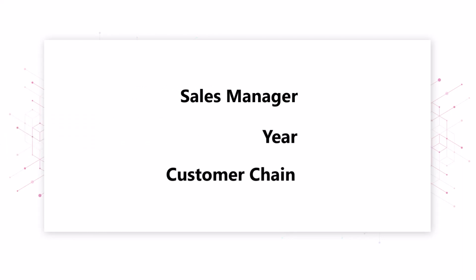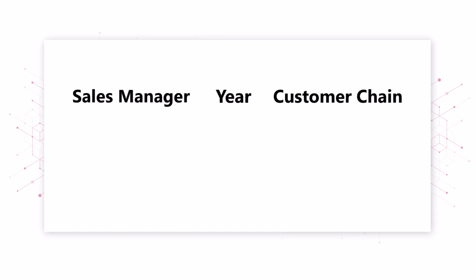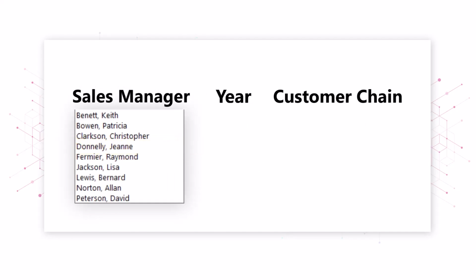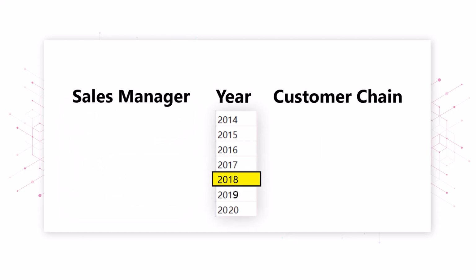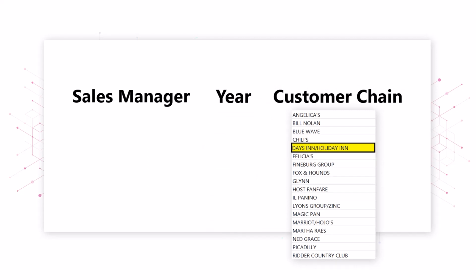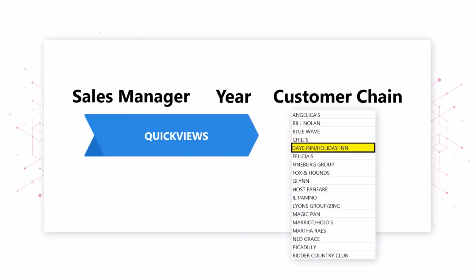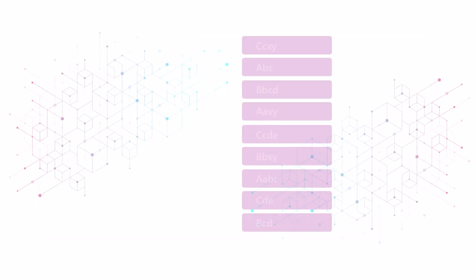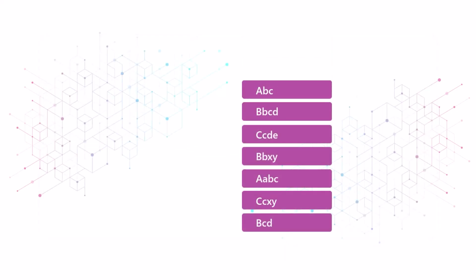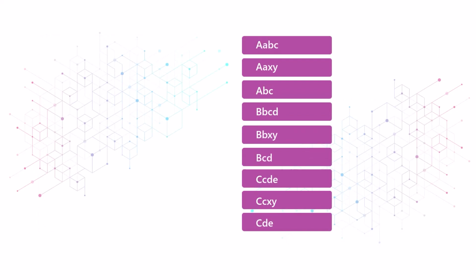ProDiver lets you set up controls that allow you to filter the data in multiple dimensions quickly and easily. These controls are called quick views. You can also sort, find, and group data to identify and isolate the information you're most interested in.